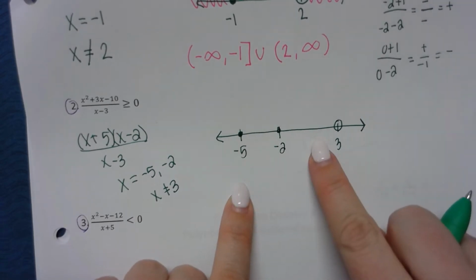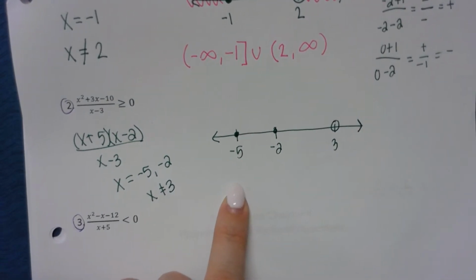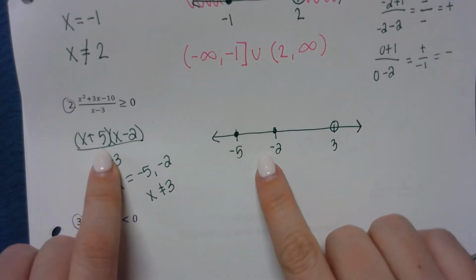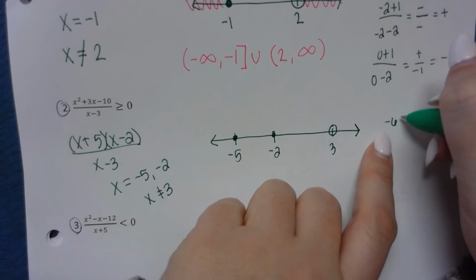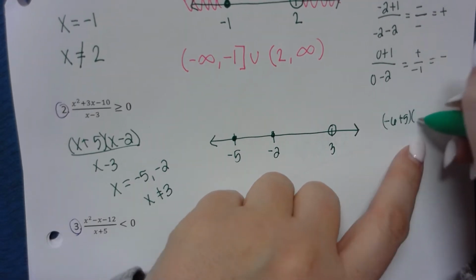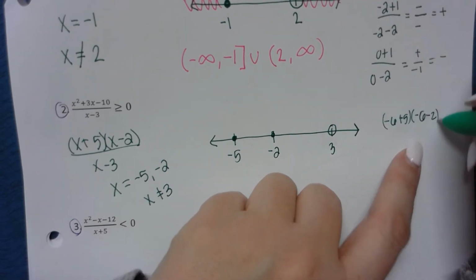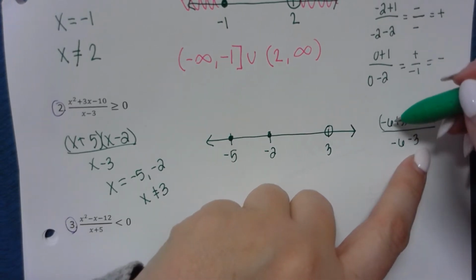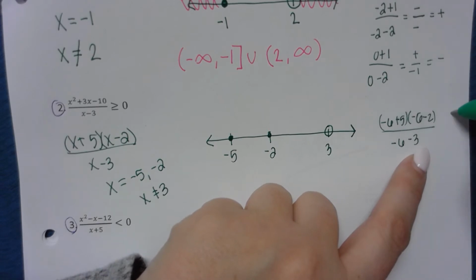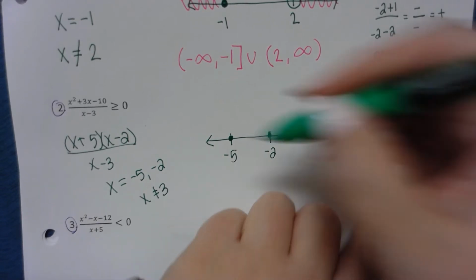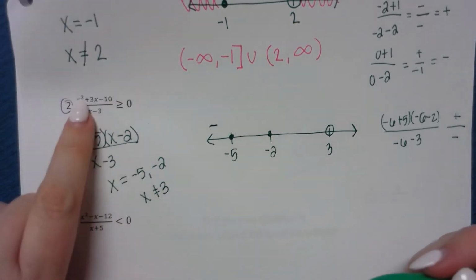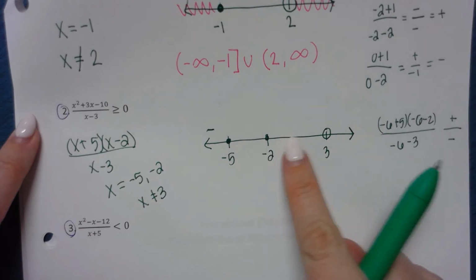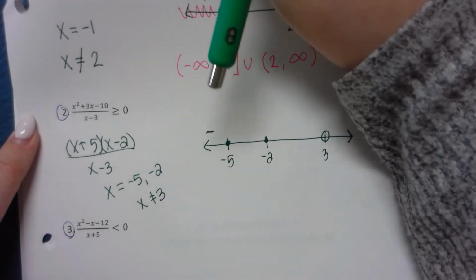Plug in a number into each of these, find out if it's positive or negative. I would suggest plugging it into the factored form. So -6 plus 5 times -6 minus 2 over -6 minus 3. This would be a negative times a negative, which would give us a positive, over a negative, which would give us a negative. It's a lot easier than plugging it into the original. So go ahead and pause and find our positives and negatives in each of these.